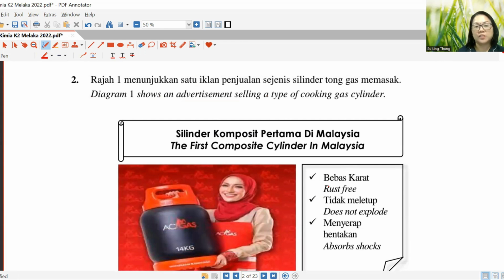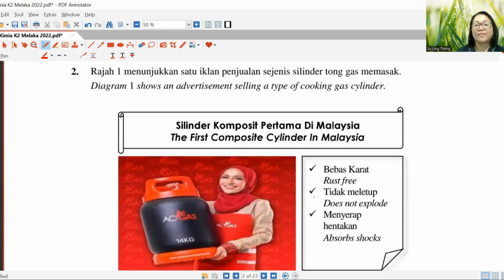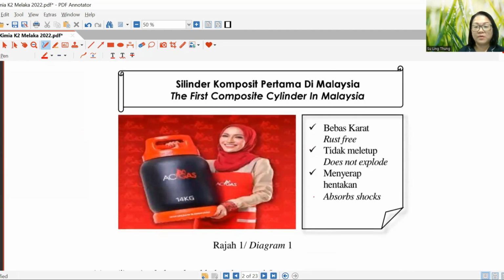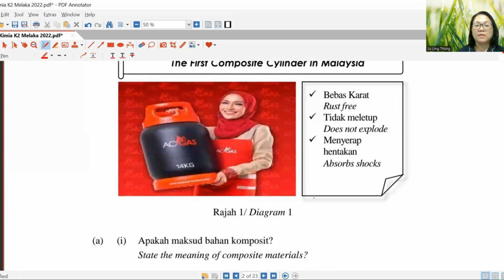Now let's go on to question 2. Diagram 1 shows an advertisement selling a type of composite gas cylinder. This is the latest, and it's quite an expensive cylinder because it's very light. It's the first composite cylinder in Malaysia. It's rust-free, it does not explode and it absorbs shock. I've seen a demonstration where you can lift this cylinder with just one hand, and when you throw it down, it doesn't explode. It absorbs shocks.